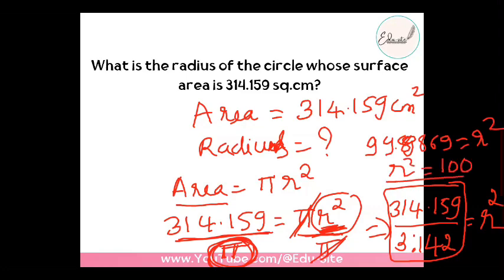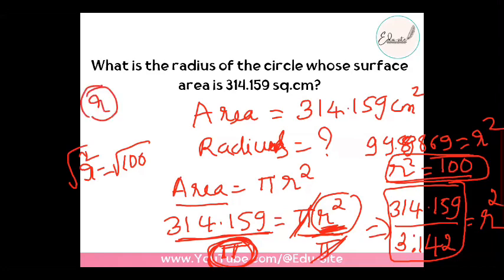So what is r now? R is root of 100. Is it not root of 100? R square is equal to 100. To remove the square, what do we do? We apply root on both sides. We just want the radius, right? So we apply root on both sides. Root and square cancel out. So r is equal to root of 100. What is root of 100? It is nothing but 10 centimeters. So this is the radius of the circle.